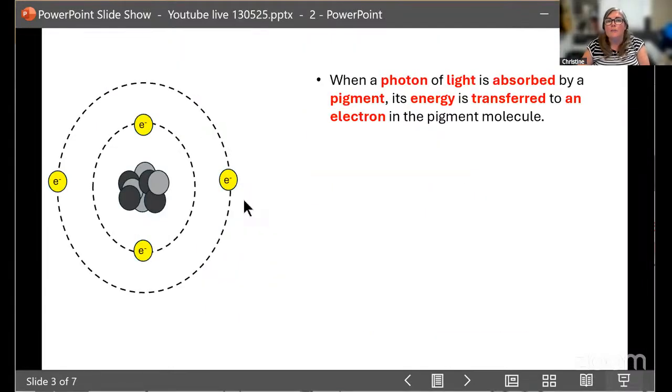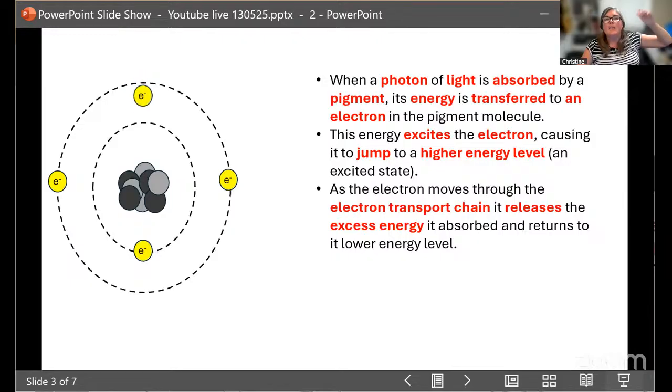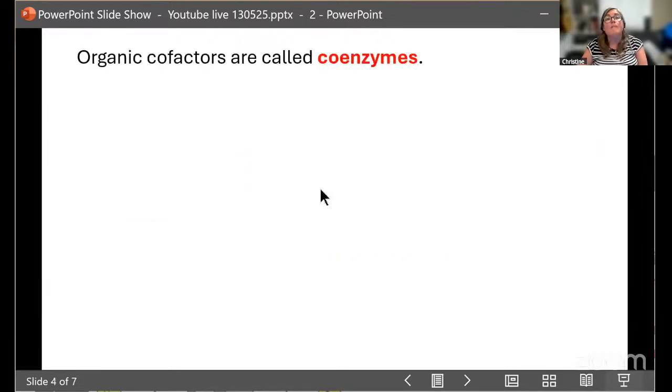So if you understand that when a photon of light comes in and is absorbed by a pigment, its energy is transferred to the electron. That therefore excites the electron. The electron jumps up its energy level. So we've now got a higher energy level. And then what happens is as it comes back down to its original energy level, what you've then got is a release of excess energy. And that release of excess energy is necessary for the next part of the electron transport chain.